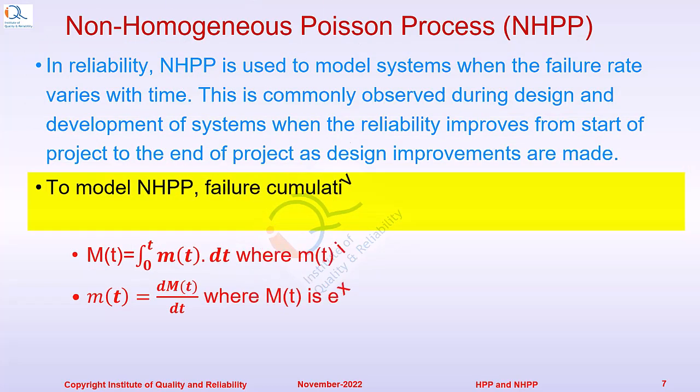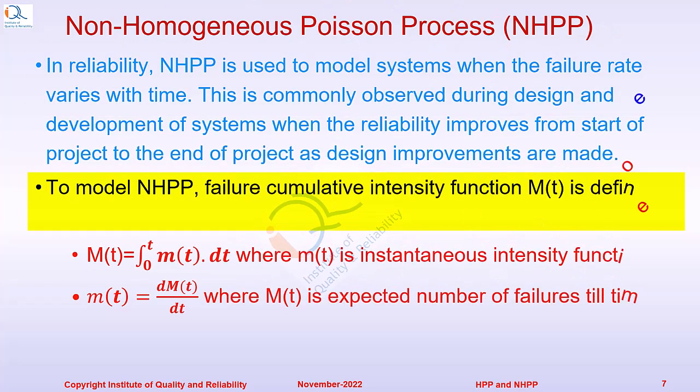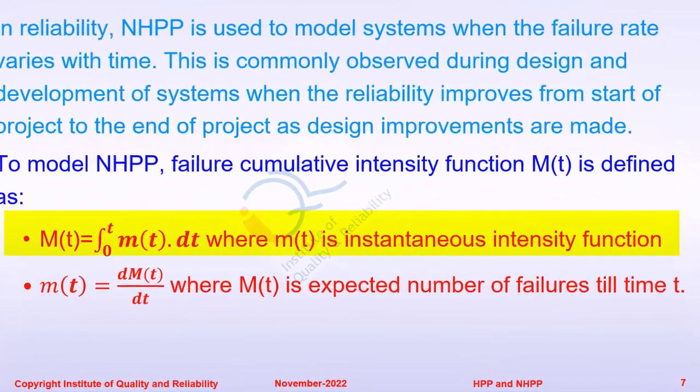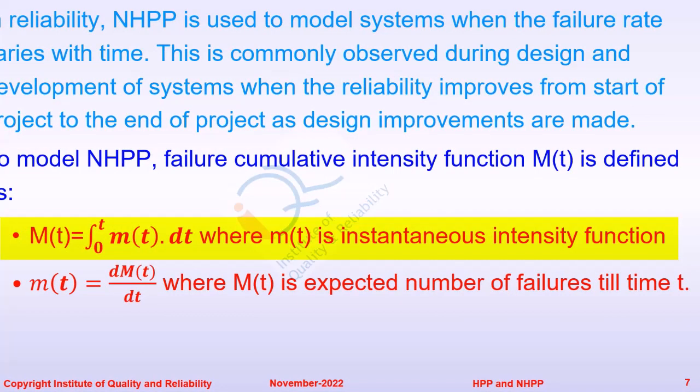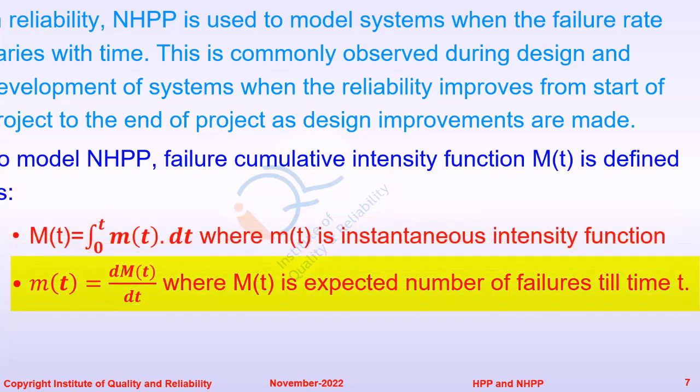To model NHPP, failure cumulative intensity function M of t is defined as M of t equals integral from 0 to t of m of t dt, where small m of t is instantaneous intensity function and m of t will be derivative of the cumulative intensity function, that is d capital M of t by dt, where capital M of t is expected number of failures till time t.